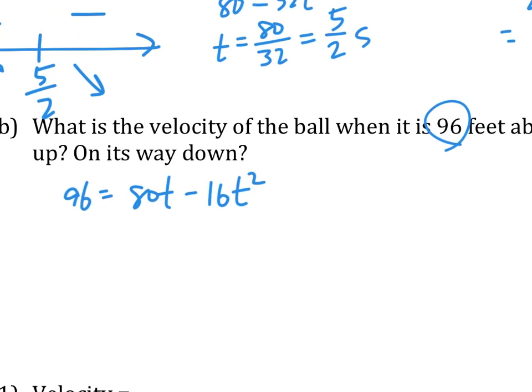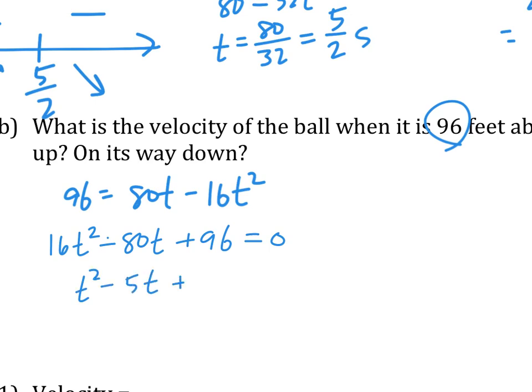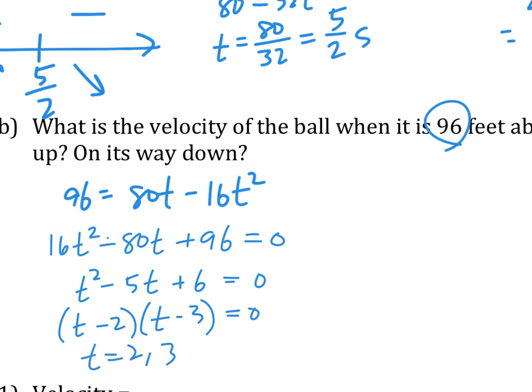Okay, so let's go ahead and solve this. I'm going to move everything to the positive t squared side. So 16t squared minus 80t plus 96 equals 0. I think they're all divisible by 16. Yes. T squared minus 5t plus 6. This is very nice. T minus 2, t minus 3. So 2 seconds and 3 seconds. Which one do you think is on the way up? 2, yes, it happens first.